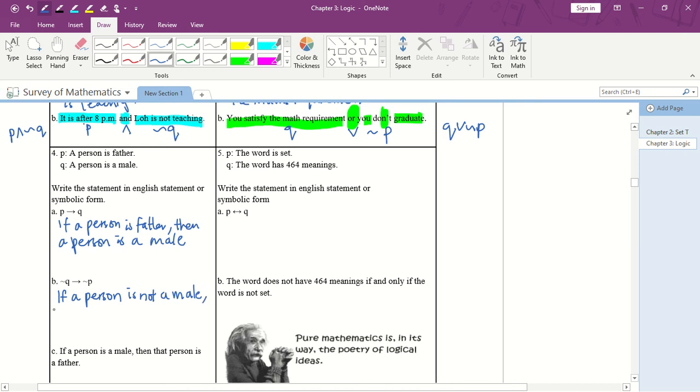Okay. So then we will for sure write then negation P. So P is a person is father. So negation P means then a person is not a father. And of course, since we are combining, we're not using a person here again, we're using the person. Okay, if a person is not a male, then the person is not a father.